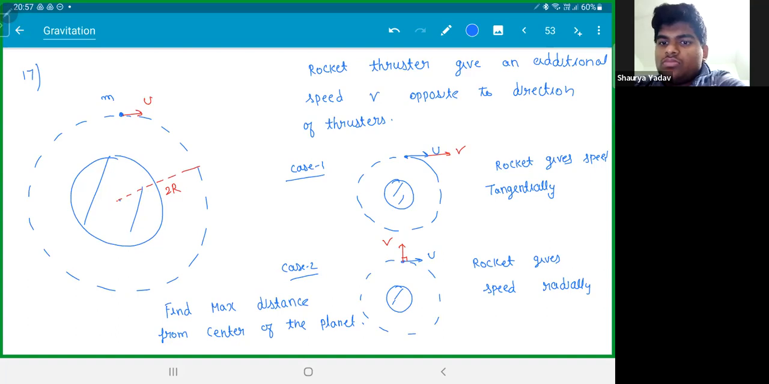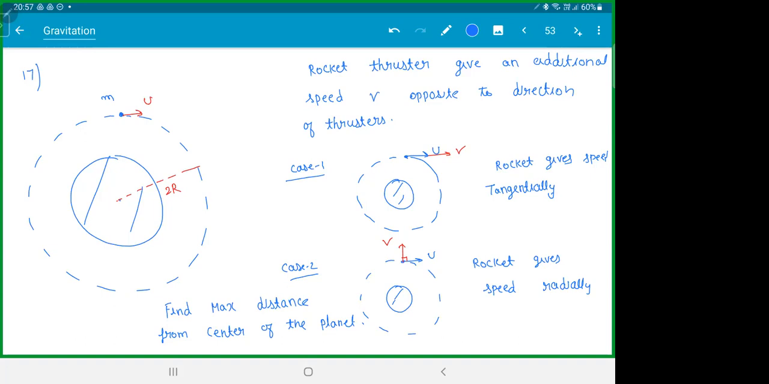Shaurya. Sir, it is going in a circle due to that gravitation and centrifugal. Yeah.